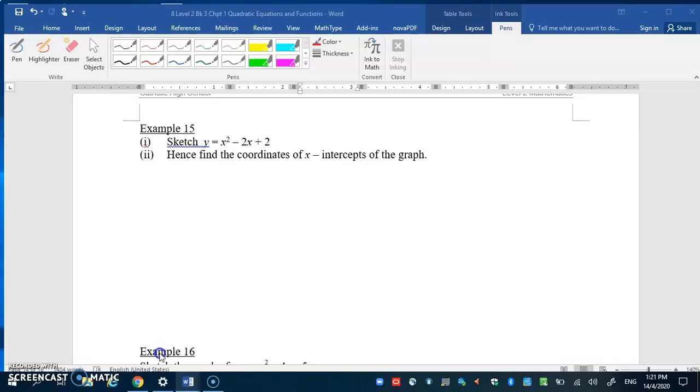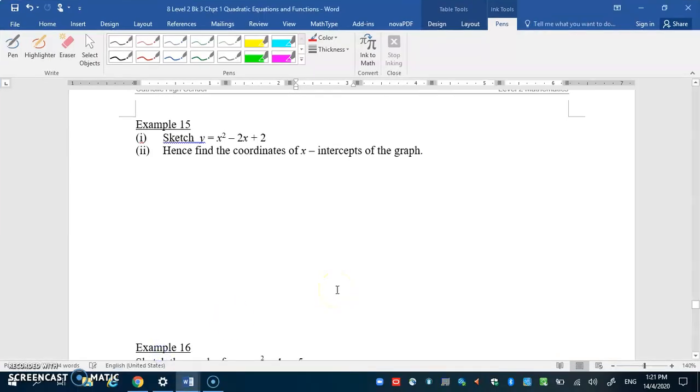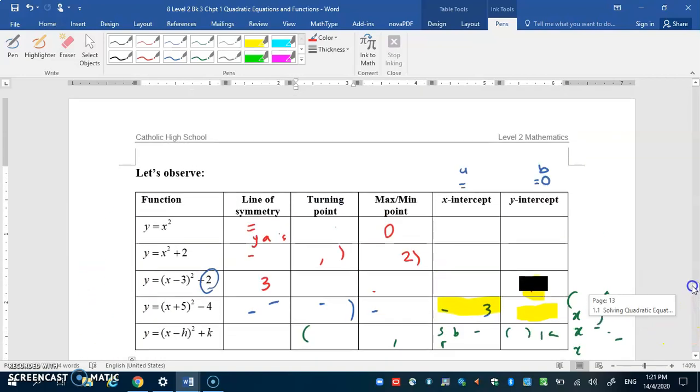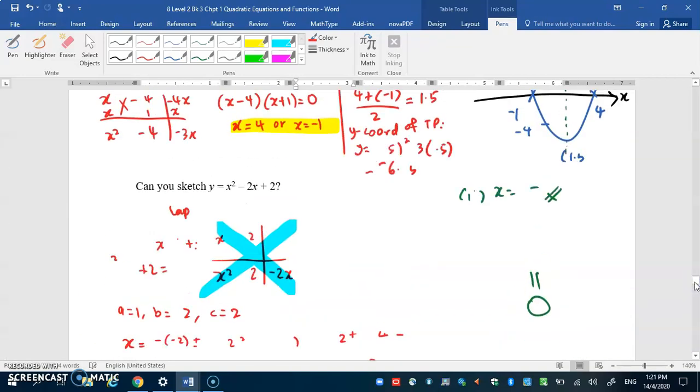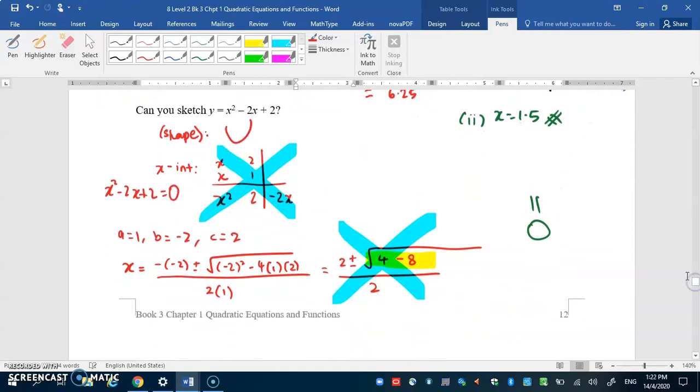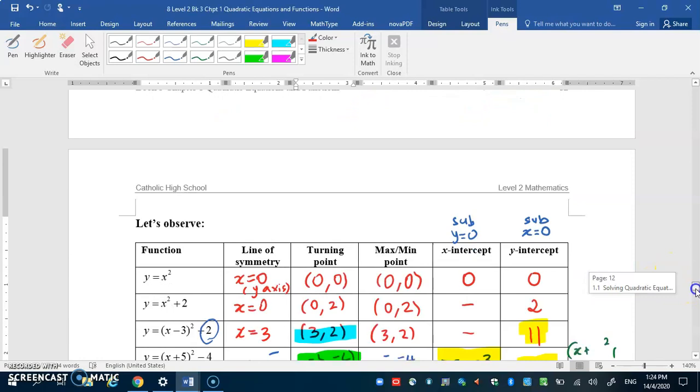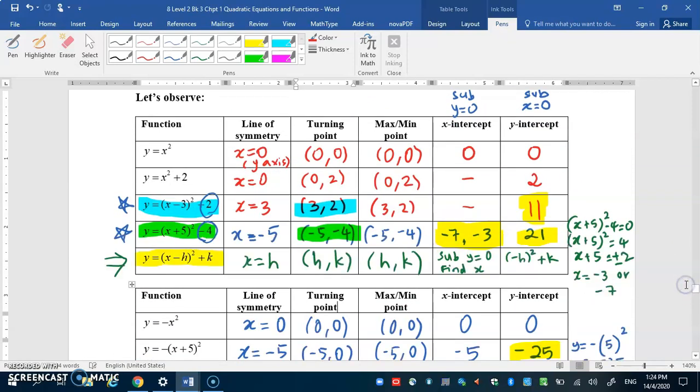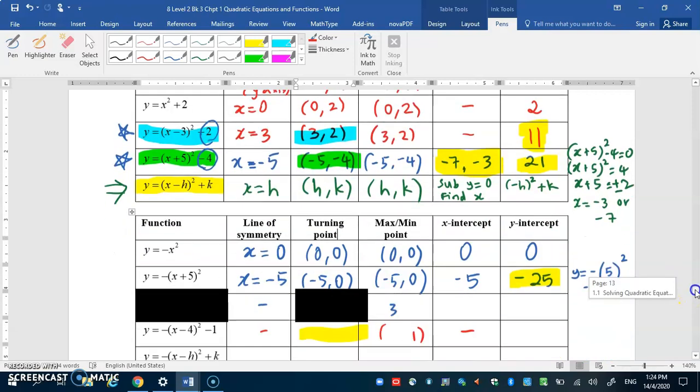Okay, let's go on to page 14. Sketch y equals x squared minus 2x plus 2. Now, if you remember, this is the same curve that they told us to sketch over here. And we realized we got stuck when we could not find the x-intercepts. But we do know now that if we have the equation in the completed square form, then we can at least find the turning point and the y-intercept, even though there may be no x-intercepts.